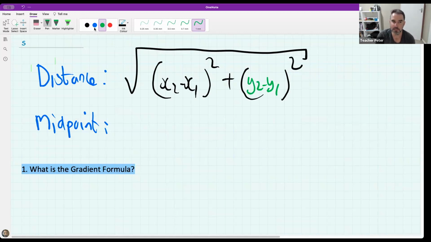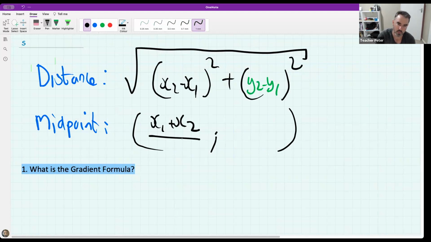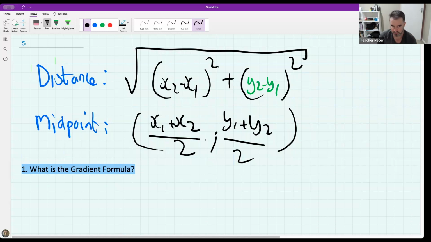If we want the midpoint between 2 points on the Cartesian plane, we can just use this formula, which is really just adding the two x's and dividing by 2, adding the two y values together and dividing by 2. And that was what we spoke about in the last lesson.